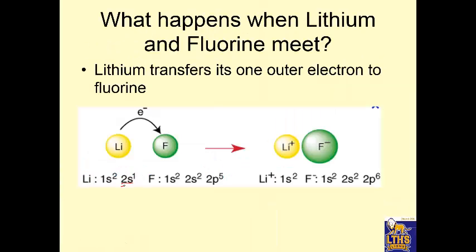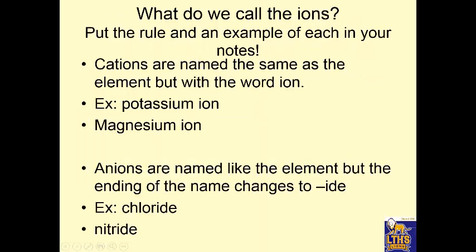Okay, let's talk about lithium and fluorine. Here's lithium. It's got 1 outer electron. Here's fluorine. It has 7 outer electrons. So if lithium transfers its outer electron to fluorine, then you get a lithium ion. Look, it's got a positive charge because it lost an electron. And the fluoride ion has a negative charge because it gained an extra electron. And then the ionic bond is the force between the oppositely charged ions.